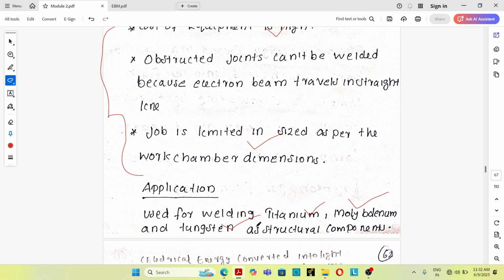So in this video, I have discussed the electron beam welding process, the components in electron beam welding equipment, and the advantages, disadvantages and applications.